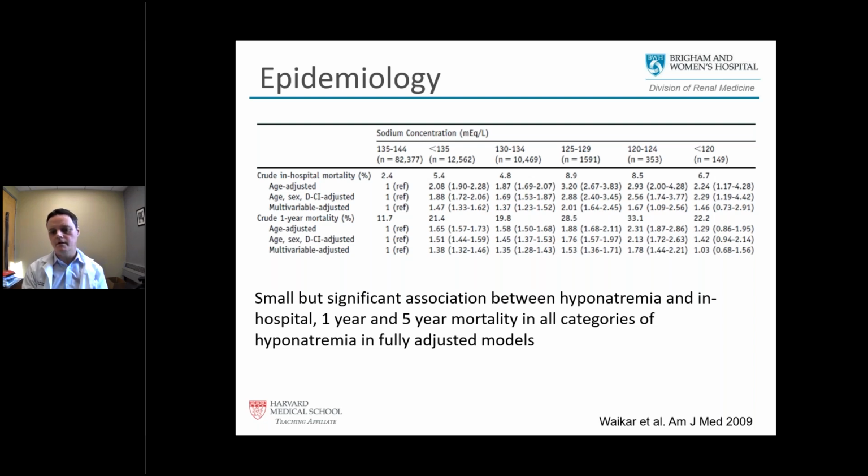And it turns out that there was a small but significant association between hyponatremia and all these outcomes in fully adjusted models. So if you had low sodium at admission, even mildly low sodium levels, it was associated with increased mortality both in the hospital and after discharge.